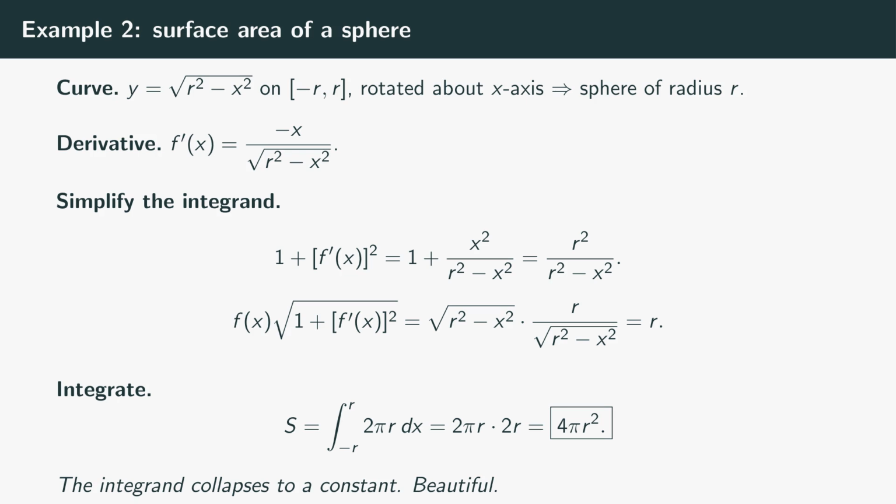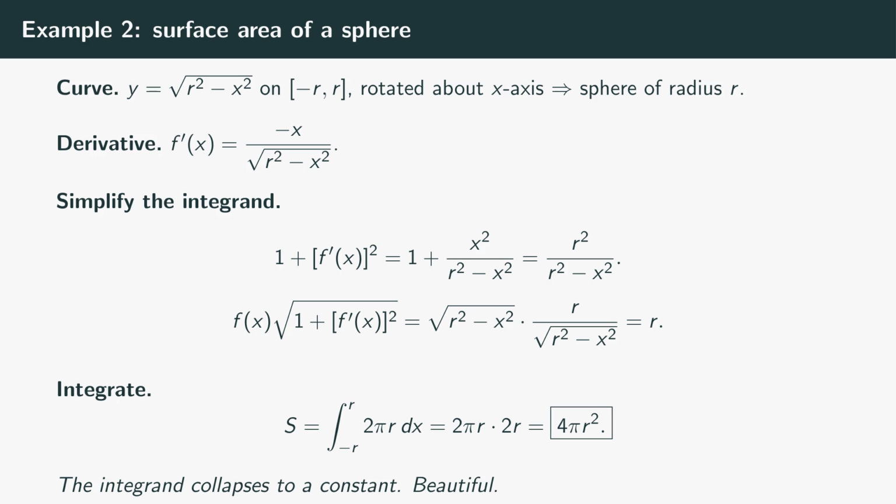Compute the derivative. By the chain rule, f prime of x equals minus x over the square root of r squared minus x squared. Square it: f prime of x squared equals x squared over the quantity r squared minus x squared. Add 1: 1 plus x squared over r squared minus x squared equals r squared minus x squared plus x squared, all over r squared minus x squared, which equals r squared over r squared minus x squared.